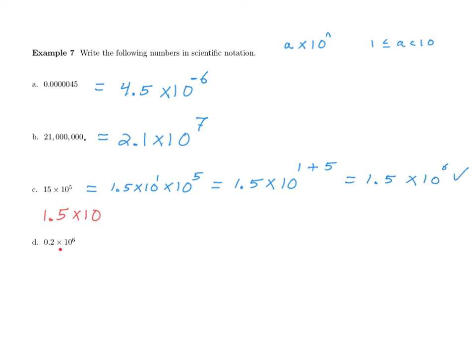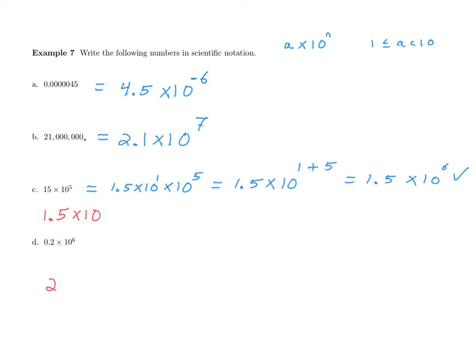Now, part D is also not in scientific notation, and that's because this 0.2 is less than 1. So we can do a similar trick by doing some scratch work first to then figure out what this number should be equal to. So I don't want this to be 0.2. I want it to be just 2. 2 is between 1 and 10.